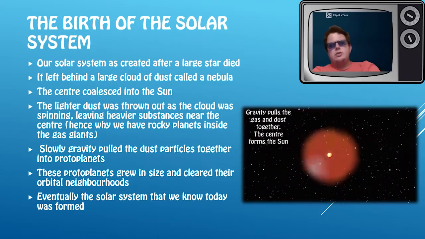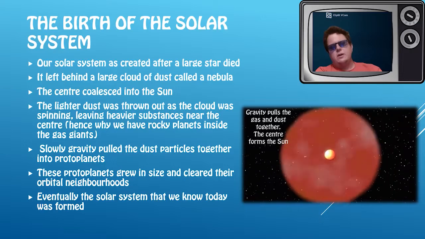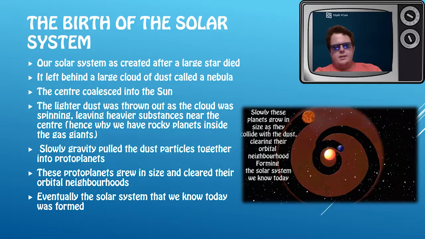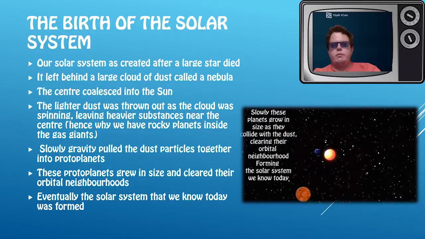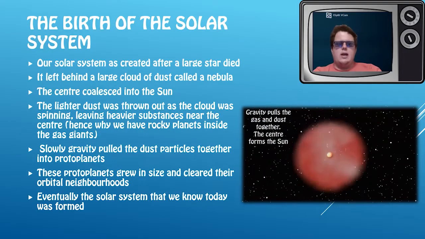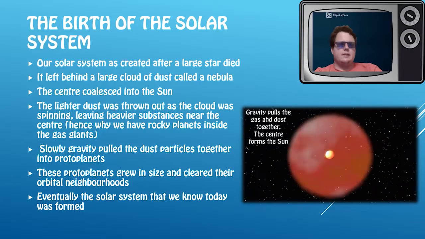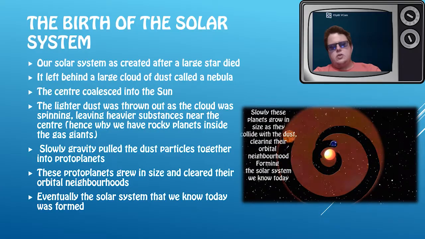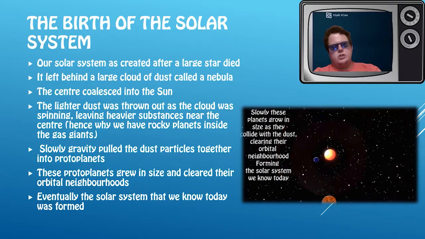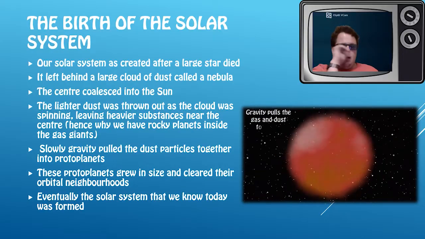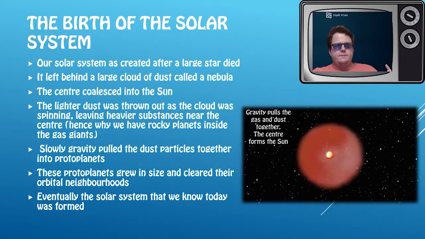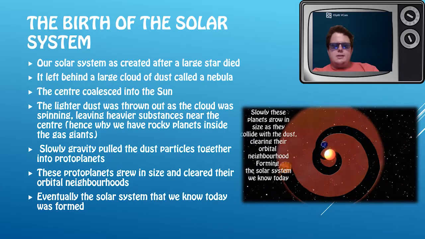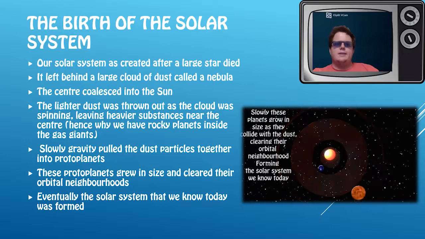Now on to the birth of our solar system. Our solar system was created by the death of a very large star, by the supernova from a very large star, because all elements heavier than iron on the periodic table are only ever made in a supernova. So what happened then? This big supernova left a large cloud of dust, which we call a nebula. The centre of this nebula coalesced into the sun. Basically, gravity pulled it together, and it became the sun.